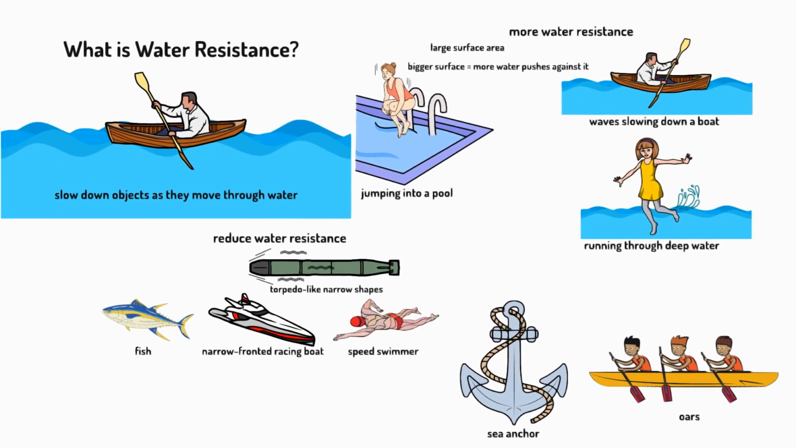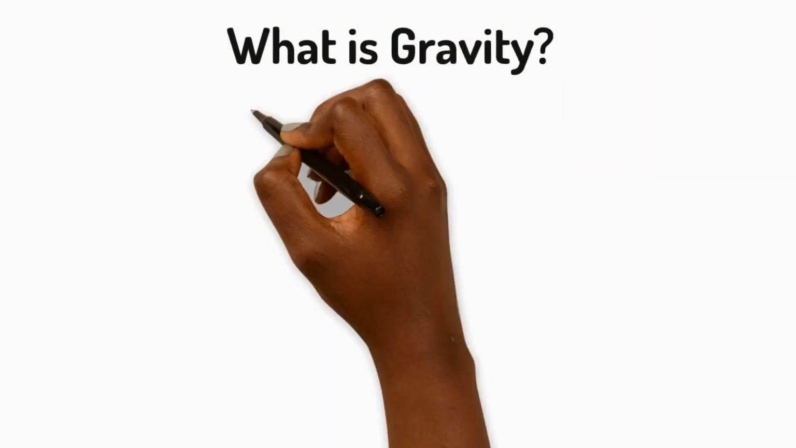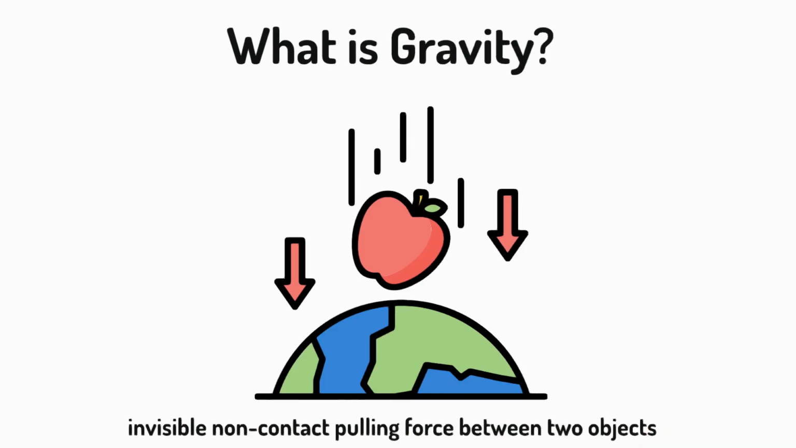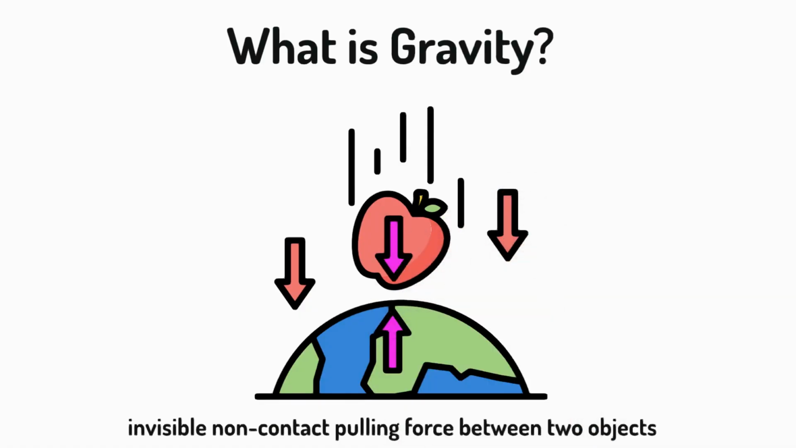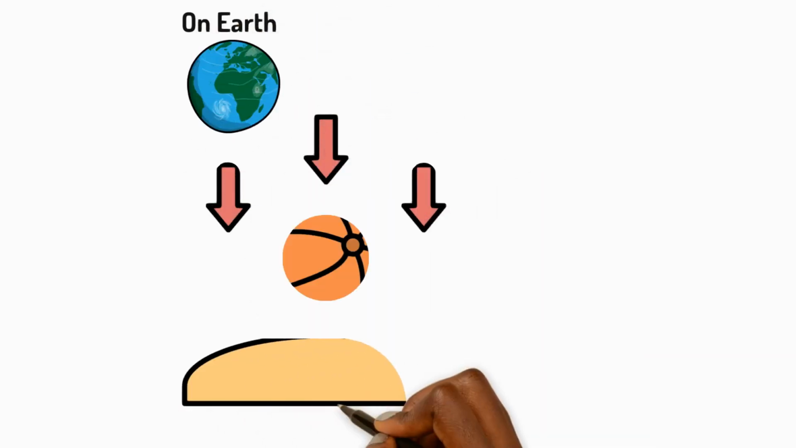What is gravity? Gravity is an invisible, non-contact pulling force between two objects. Gravity pulls objects towards each other's centres. On Earth, gravity pulls objects downwards. It causes things to fall instead of floating upwards. And it keeps us grounded instead of floating off into space.